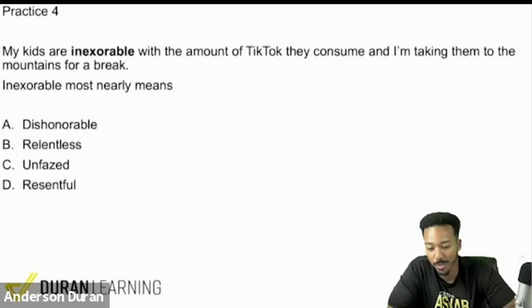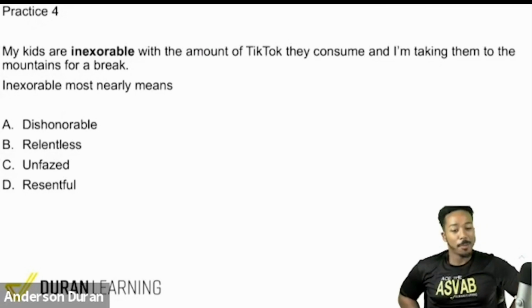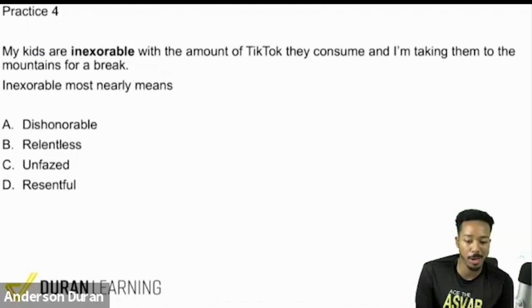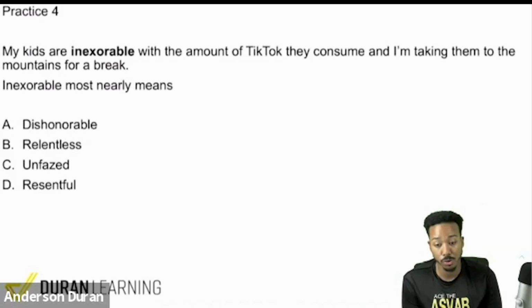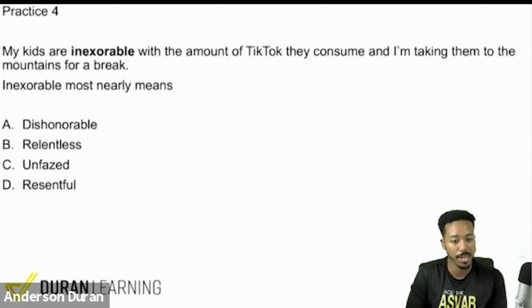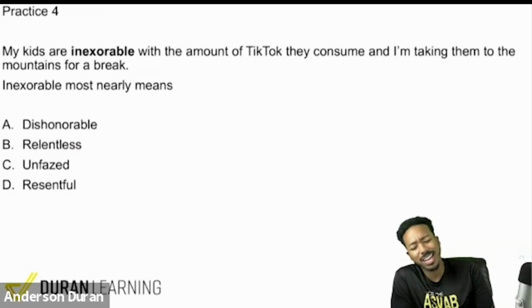So my kids are inexorable with the amount of TikTok they consume, and I'm taking them to the mountains for a break. All right. So my kids are blank with the amount of TikTok they consume, and I'm taking them to the mountains for a break. Oh, Devin, I saw your hand up. I'll go ahead and address that in a moment. I got you. So yeah, my kids are blank with the amount of TikTok they consume. What does it sound like would fit in there? If you just even look at the answer choices, my kids are dishonorable with the amount of TikTok they consume.